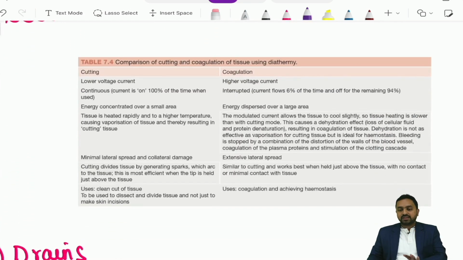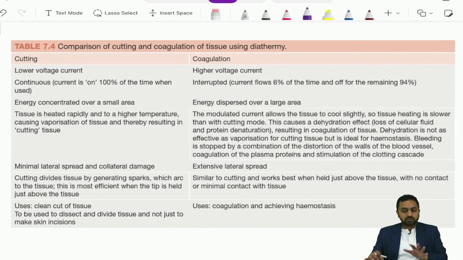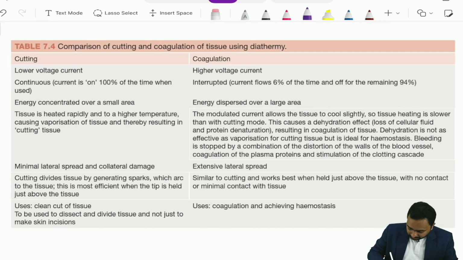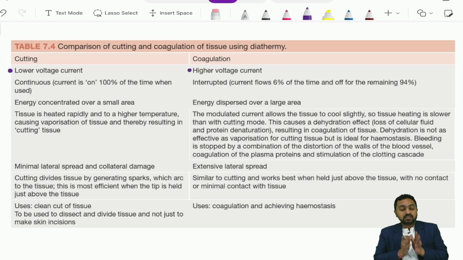So I have just shared this table from your Bailey and Love, which I think would be sufficient for you guys to know in your electrosurgery. Now cutting includes a lower voltage current, whereas coagulation includes a high voltage current. It is continuous in case of cutting and interrupted in case of coagulation. Energy is concentrated over a small area in cutting, whereas energy is dispersed over a large area in coagulation.